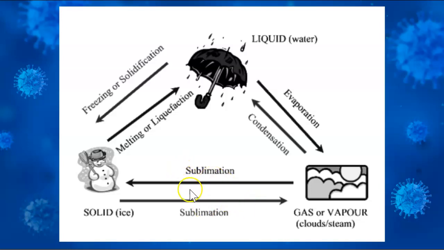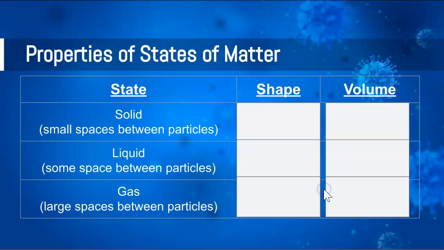And solid carbon dioxide will actually transition straight from a solid to a gas. It won't turn into a liquid first and then a gas. It just goes straight to a gas. All right, so let's talk about these properties of states of matter. What does each one of these states look like?